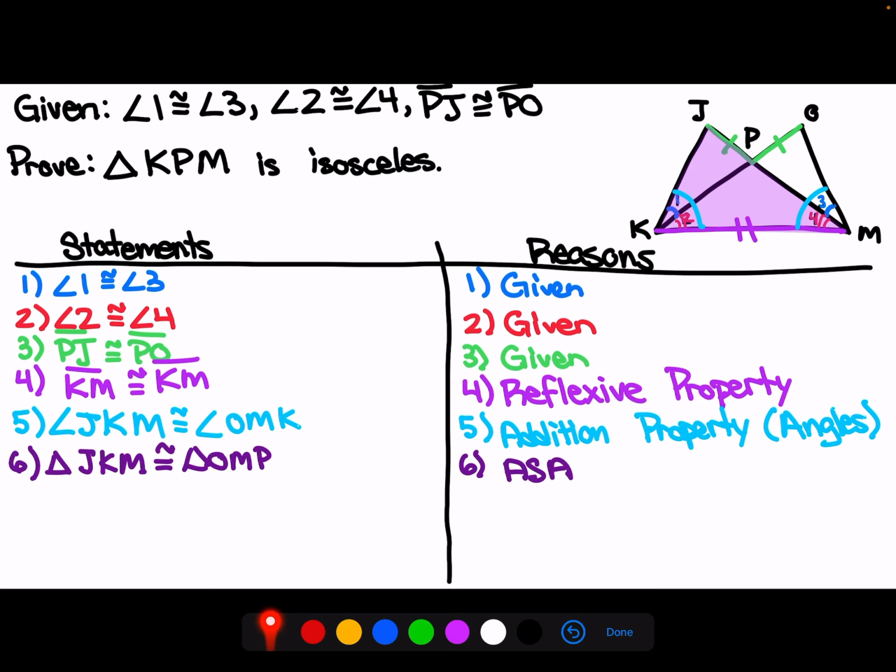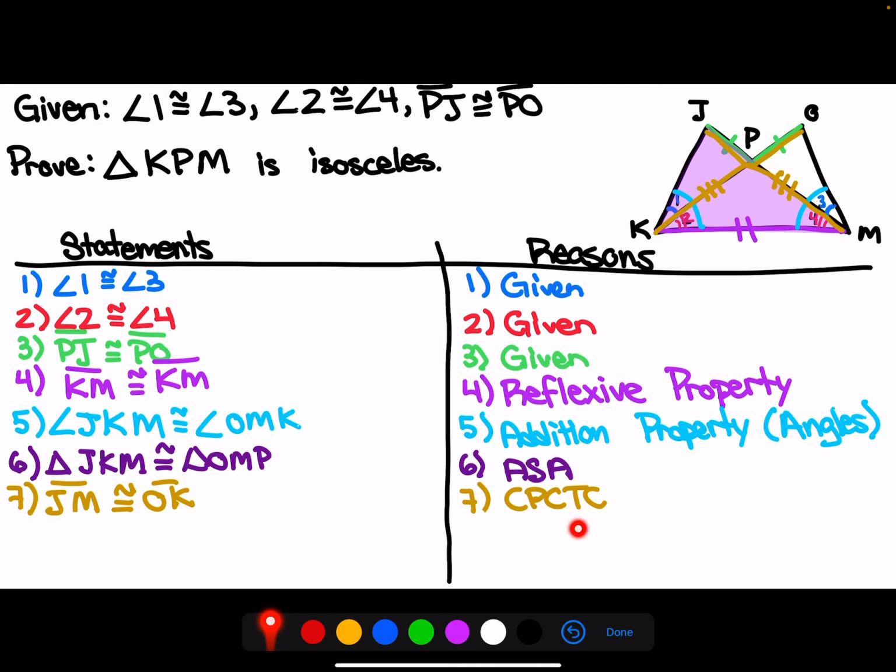Now, at this point, can I say that PK and PM are congruent? No. Since PK and PM aren't full side lengths of the triangle, I cannot use CPCTC to show that they are congruent. Instead, I can use the full segment. So I can say that segment OK and segment JM are congruent to each other, those are now in orange or yellowish. The reason that we can say that is because if the triangles are congruent, then the corresponding parts of the congruent triangles are also congruent.